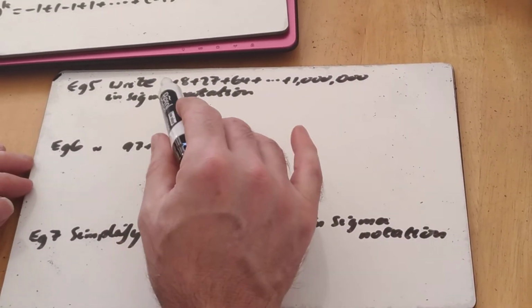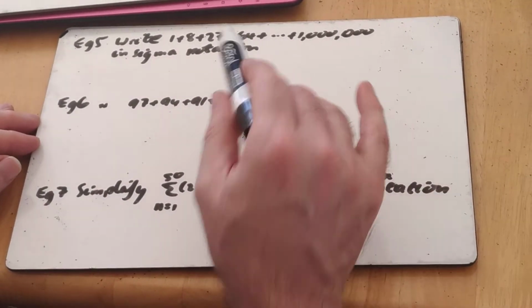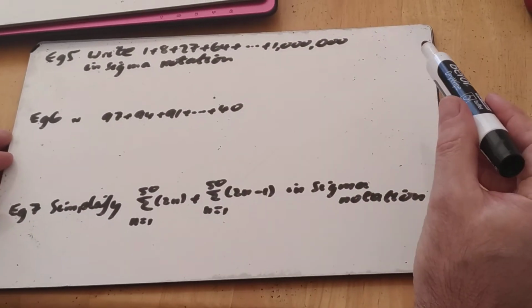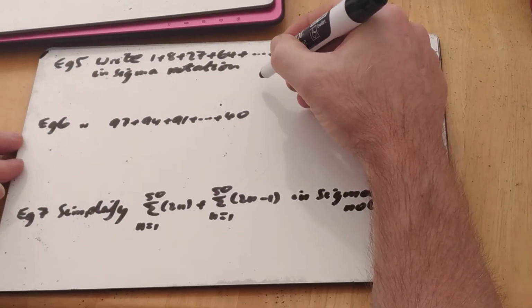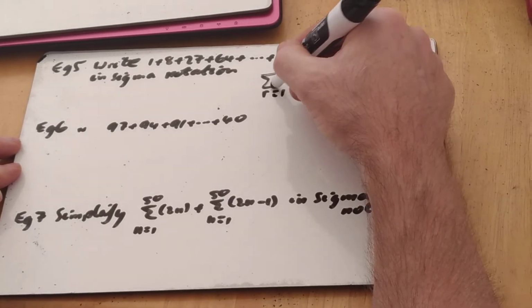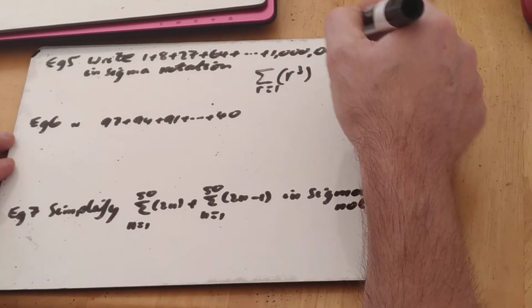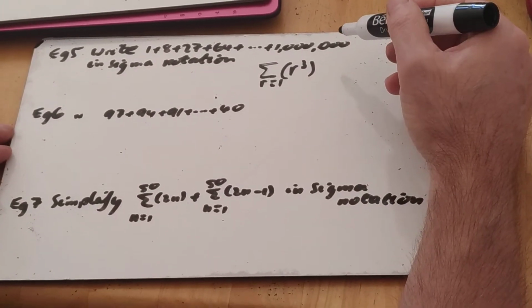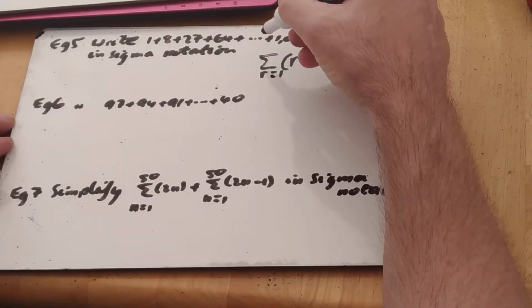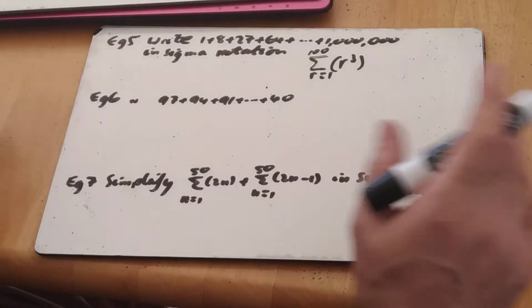Example 5. Write 1 plus 8 plus 27 plus 64 plus dot dot dot all the way up to 1,000,000 in sigma notation. Well, this is adding up cube numbers. So let's choose a letter. r equals 1 to something or other, and it's going to be summing up r cubed. My last term, 1,000,000, well, what's that cubed? 1, 2, 3, 4, 5, 6. It's going to be 100. I'm not asking us to work it out, just write it in sigma notation.